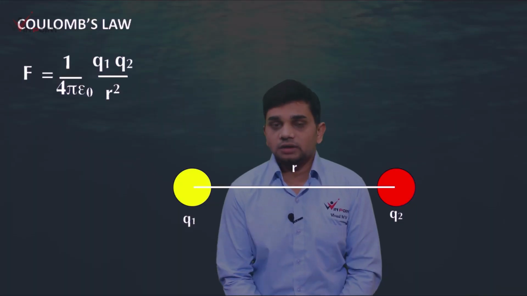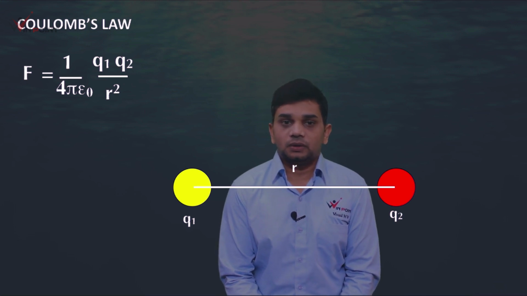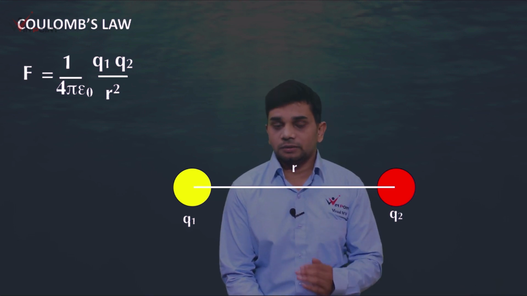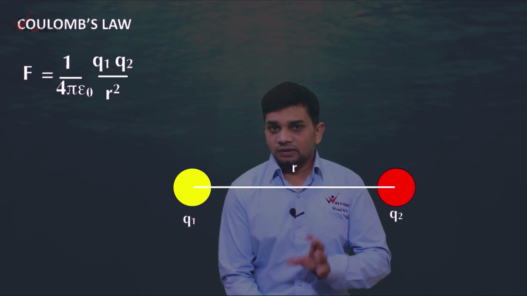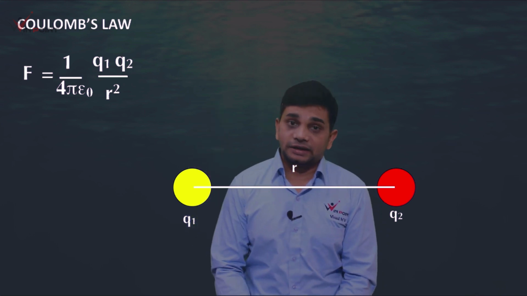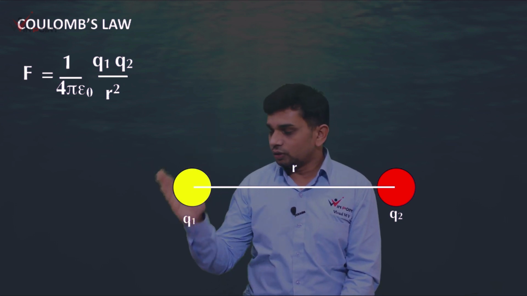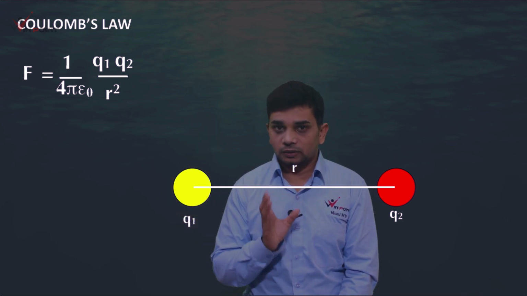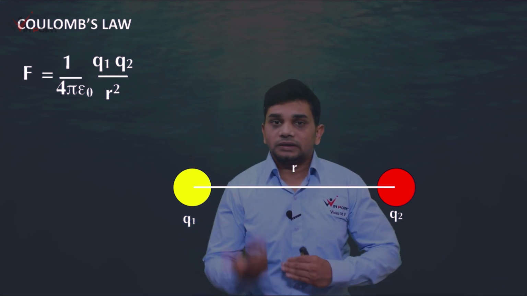Now we have the equation for Coulomb's law. The equation is F equal to 1 by 4 pi epsilon 0 q1 q2 by r square. This equation is giving the magnitude only. The r is the distance between q1 and q2. We need to convert this equation into vector format.